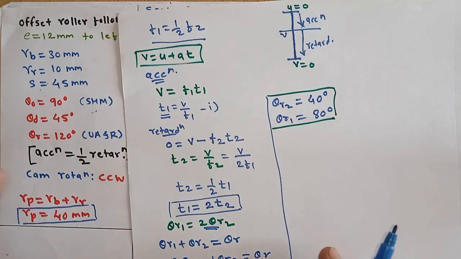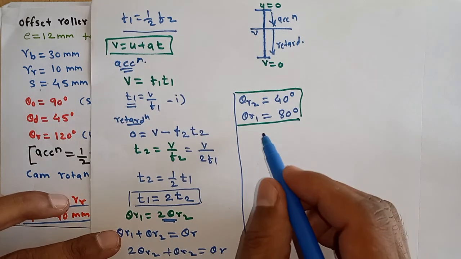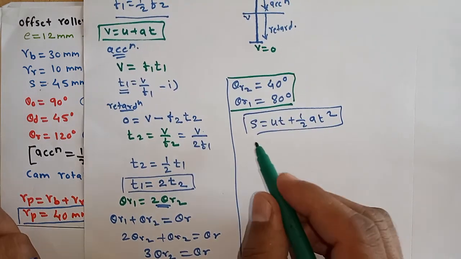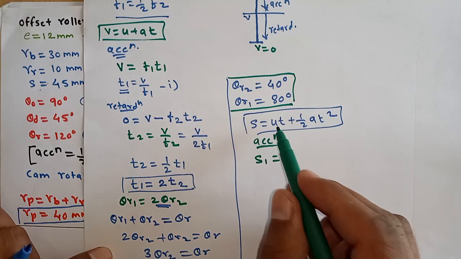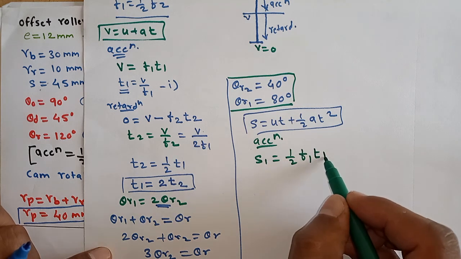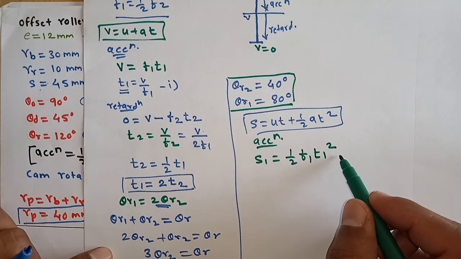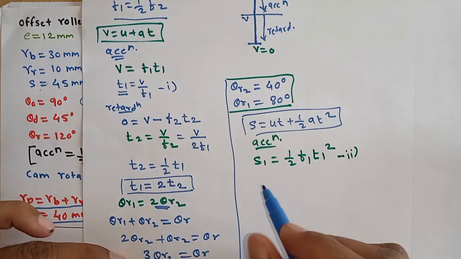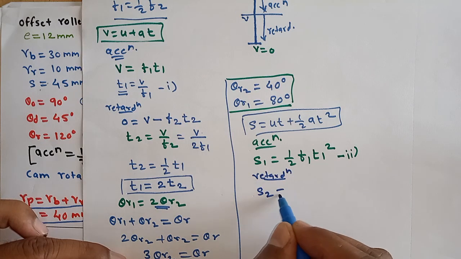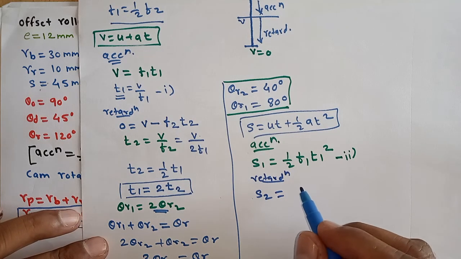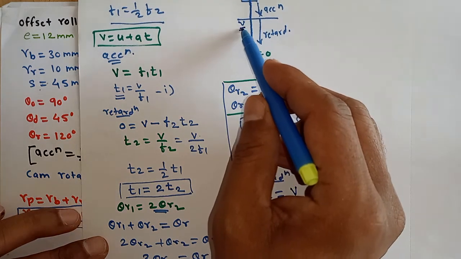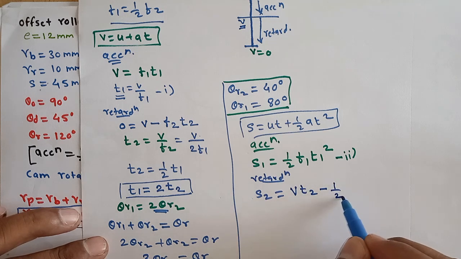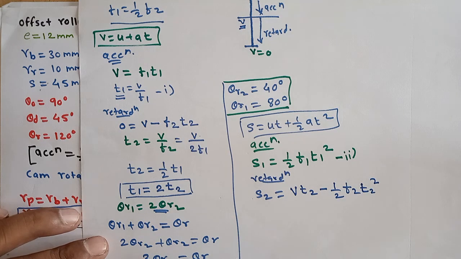To find the corresponding displacements of the follower during acceleration and retardation, we use this equation. Now during acceleration, say s1 is the displacement, the initial velocity is 0, so s1 is half the magnitude of acceleration and the corresponding time squared. Call this equation number 2. Now during retardation, say s2 is the displacement of the follower. The initial velocity is v, and the corresponding time, now it is retardation, so minus half the magnitude of retardation and the square of the corresponding time.